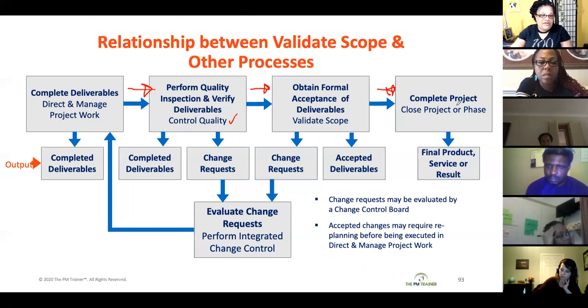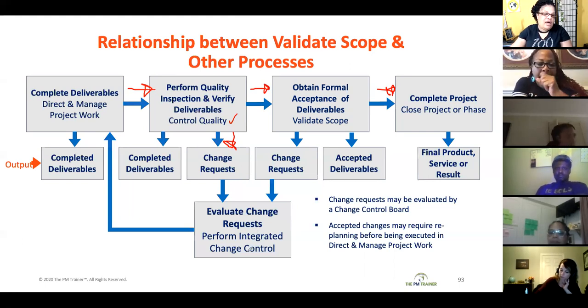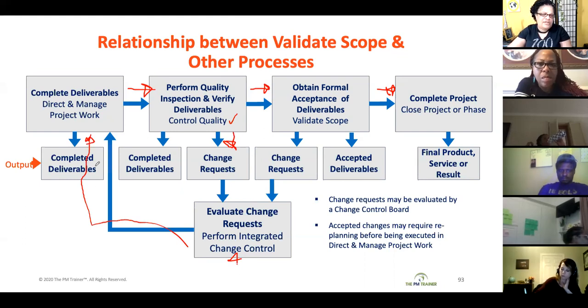Now, what happens if the deliverables are not acceptable? That's when you go through the change request process. So you control the quality, you see that the quality is not correct according to your quality metrics, you submit a change request, evaluate that change request through your perform integrated change control process, and then it goes right back to the execution processes for execution.